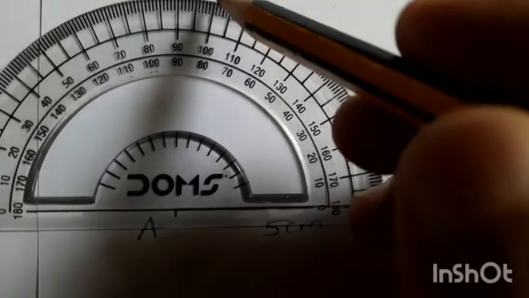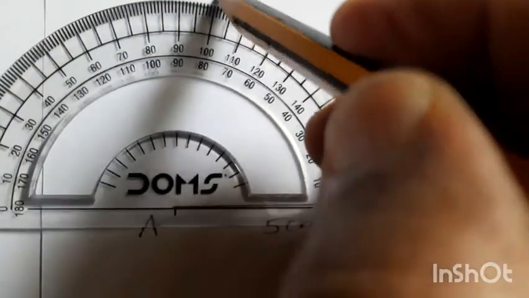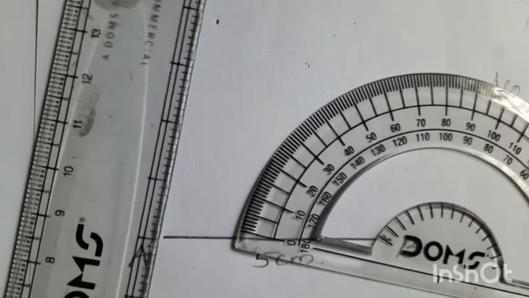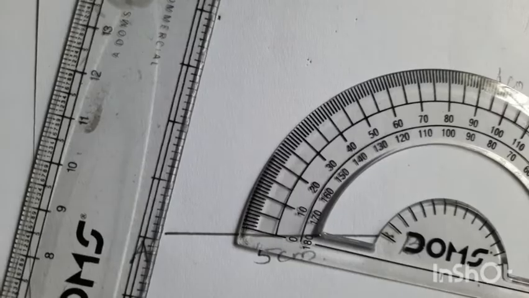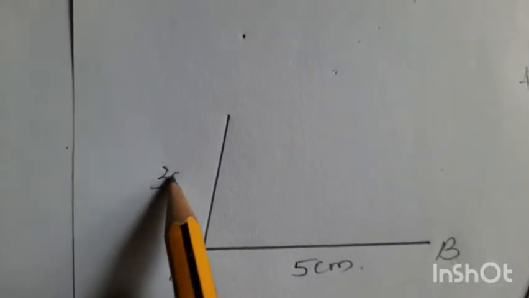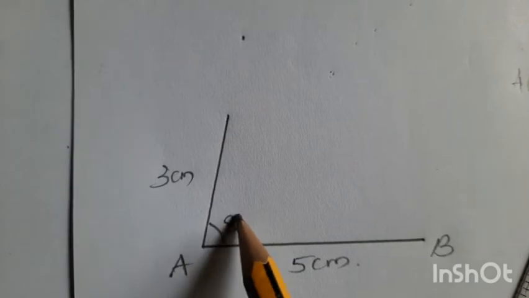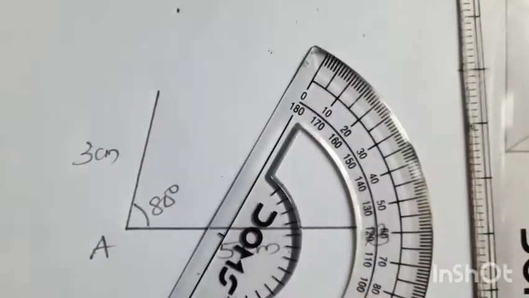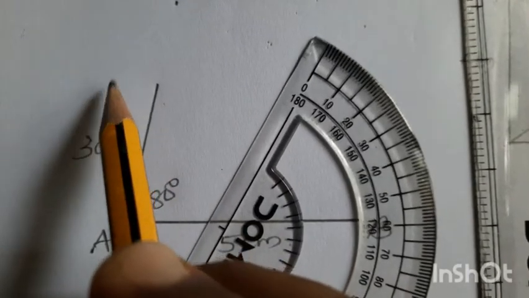Mark angle 80 degree. Then join the line of 3 centimeter. Join a line of 3 centimeter with the angle 80 degree. Next we are drawing a 120 degree angle from C.